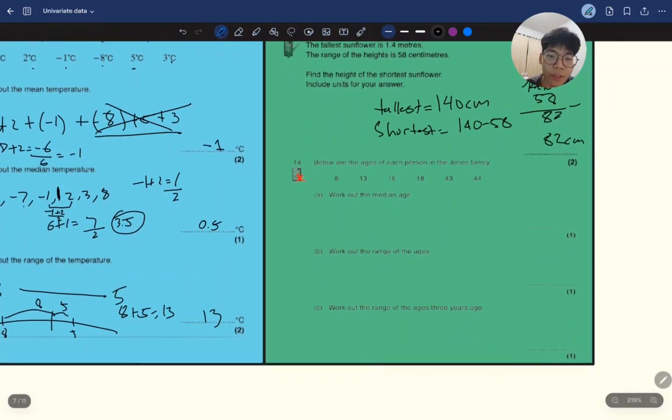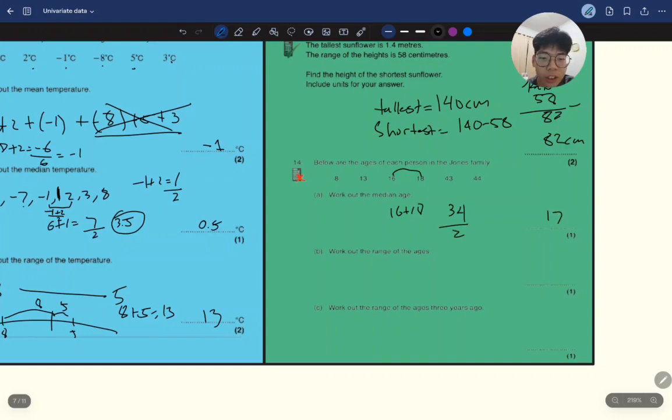Below are the ages of each person in John's family. 8, 13, 16, 18, 43, 44. Work out the median. The middle one, you add them and then divide it by 2. 16 plus 18, 34 divided by 2 is 17.